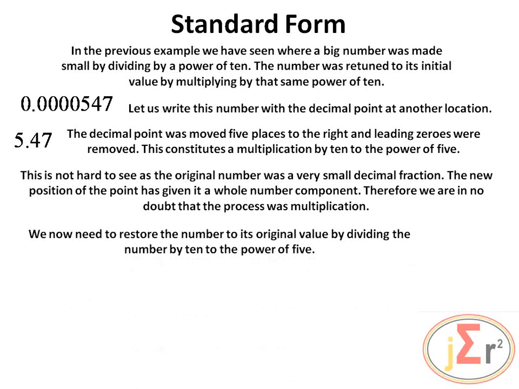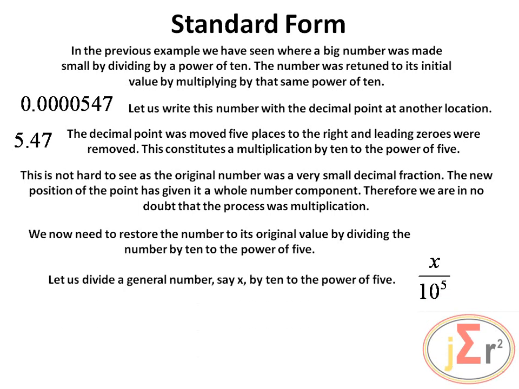We now need to restore the number to its original value by dividing the number by 10 to the power of 5. So we are going to divide the number that we have now created by 10 to the power of 5 so that it can be restored to its original value. How was it created? By multiplying by 10 to the power of 5. So how do we restore it to its original value? Dividing by 10 to the power of 5. Let us divide a general number, say x, by 10 to the power of 5. That's what we have.